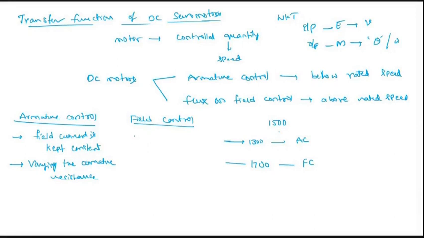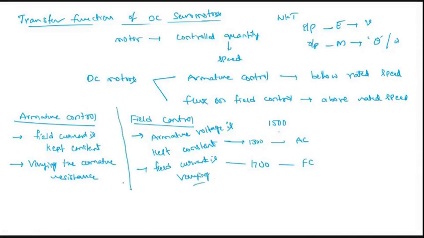Whereas in case of field control, the armature voltage is kept constant and the field current is varied. This is the difference between armature control and field control.